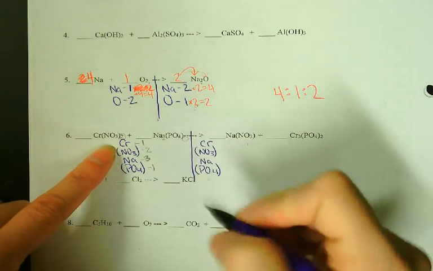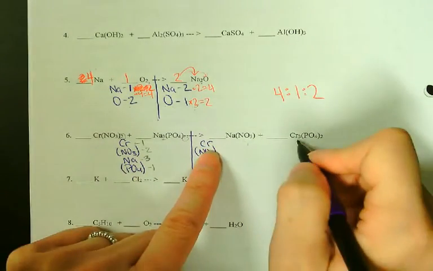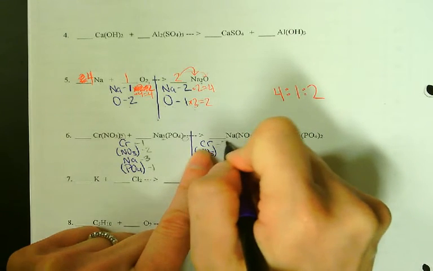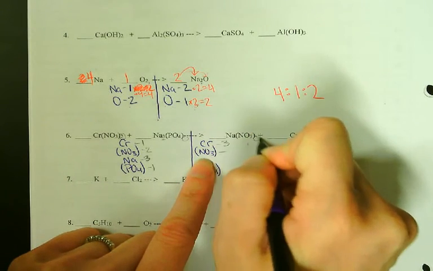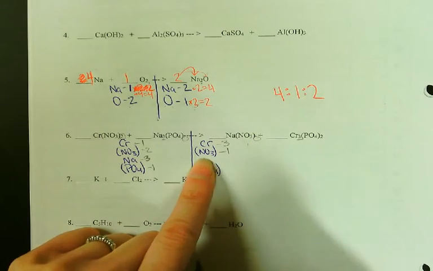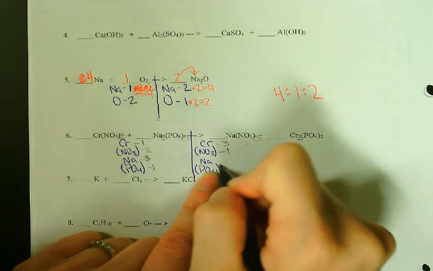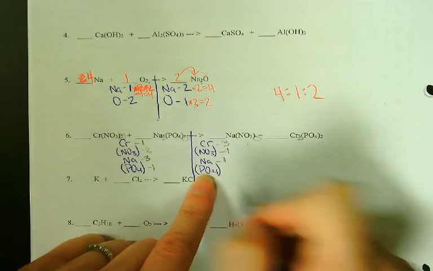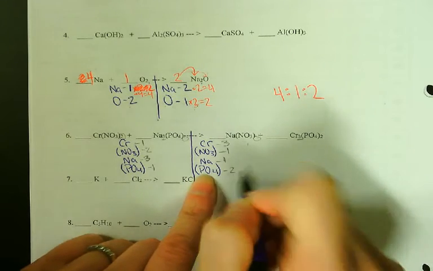Let me see if I can get that to show up a little bit better. I'm trying to write in pencil now. Chromium, on this side, I have 3 of them. On my product side, I have 1 nitrate over here because there's no number there. For sodium, there's no number, so that means 1. And for phosphates, I have 2.